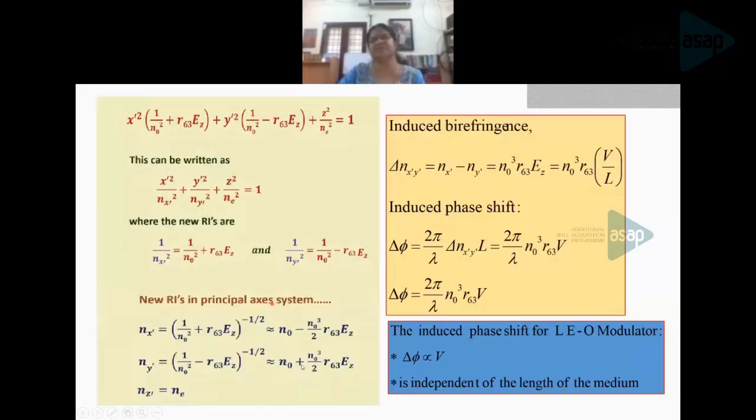Now we can find out induced birefringence delta n. So the major change is in these two directions. So delta n x prime y prime is the induced birefringence, which is equal to nx prime minus ny prime. Just subtract these two together, you will get n0 cube r63 Ez, where Ez is V by L. The voltage is applied across the length L. Therefore, E equal to V by L.